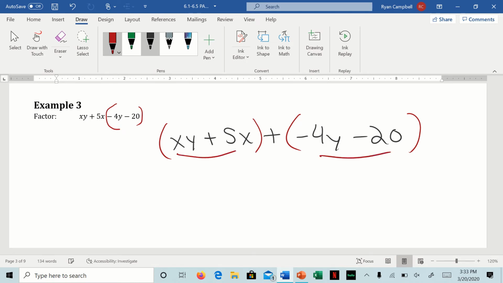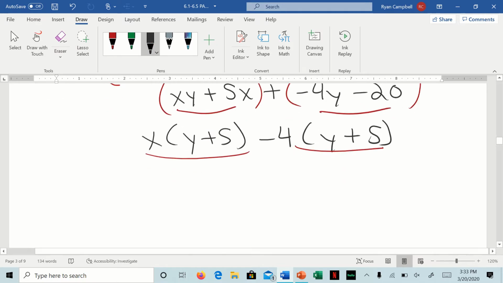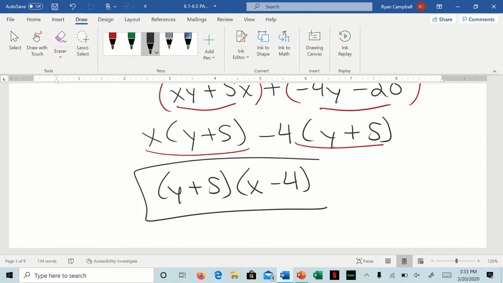Now, when we factor out, right? First term, factor out an x, you get y plus 5. Second term, you notice negative 4 is in common with both of those. So then you get y plus 5. And now we have those binomial terms in common, right? What's that binomial term in common? y plus 5. What are we left with? x minus 4.